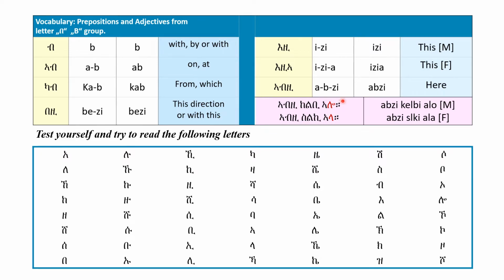In the first sentence, we have Allo because the noun Kelbi in Tigrinya is masculine. In the second one, Alla because the noun Silki is in Tigrinya feminine. Abzi Kelbi Allo. Abzi Silki Alla. Please read these letters.